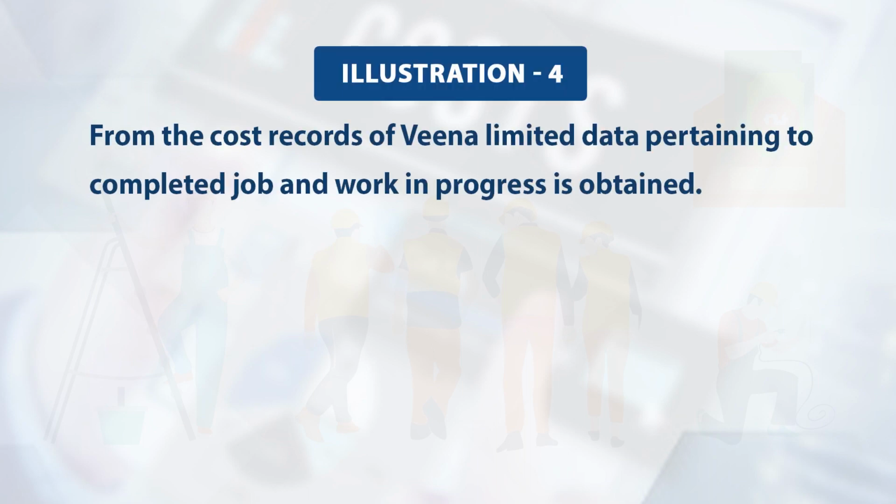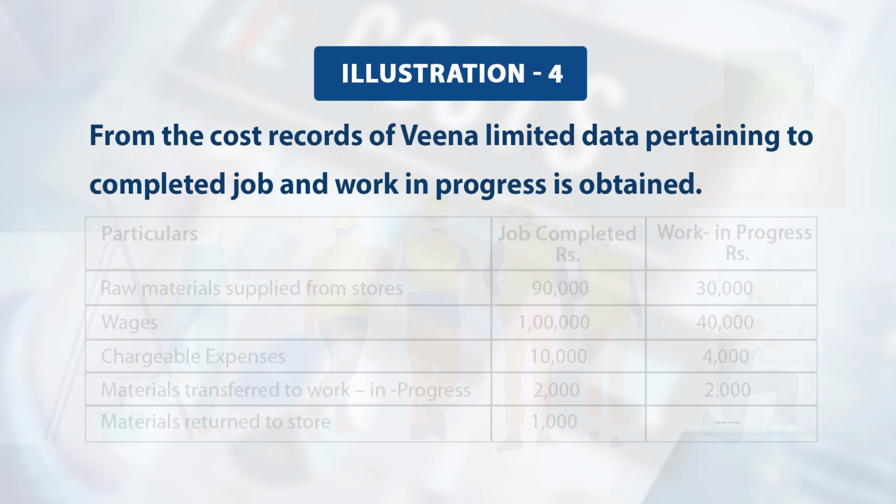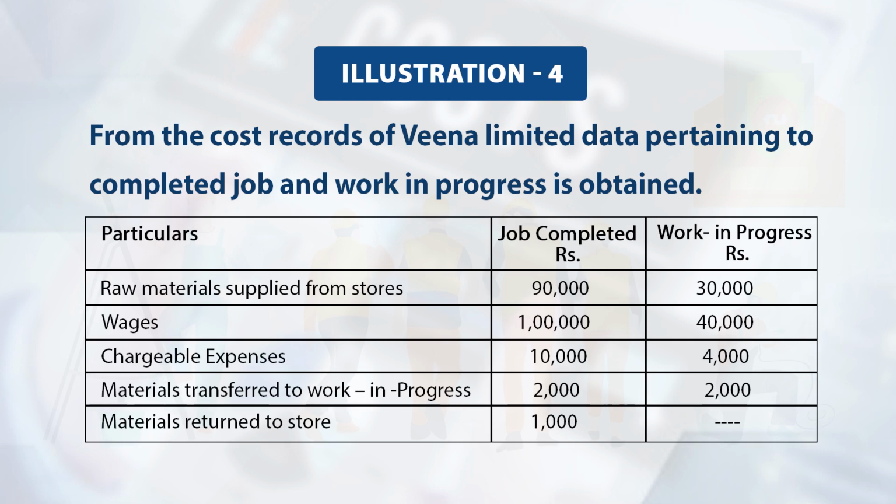Now, we will study an illustration where accounting treatment of completed work and work in progress is required. Illustration number 4. From the cost record of Veena Limited, data pertaining to completed job and work in progress is obtained. The information given is for job completed and work in progress, in rupees.